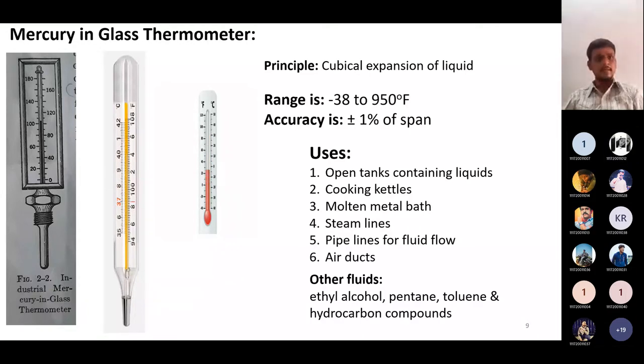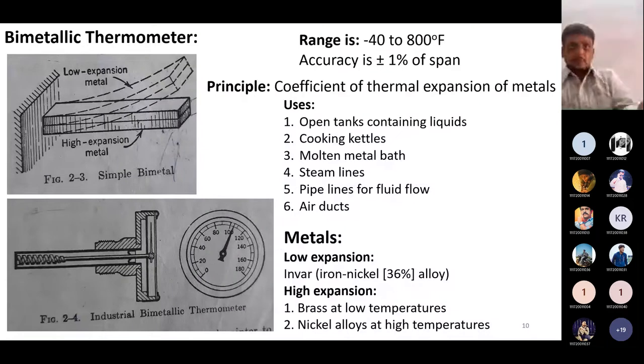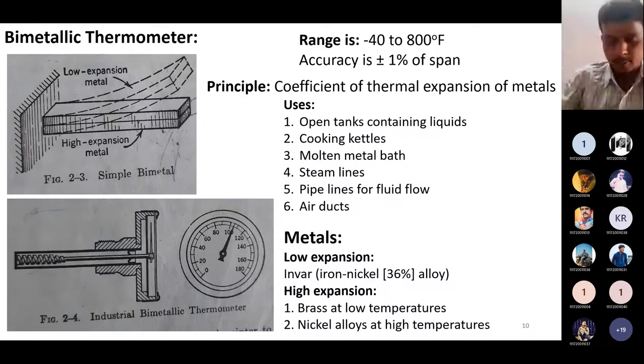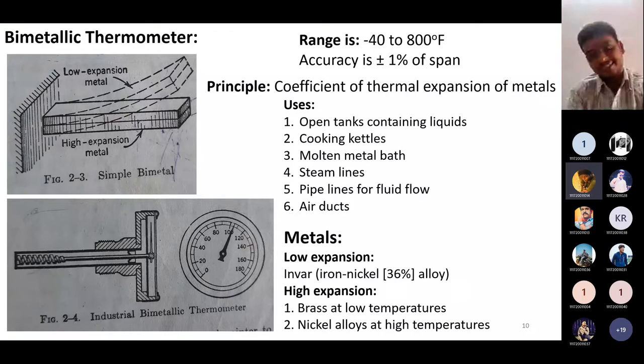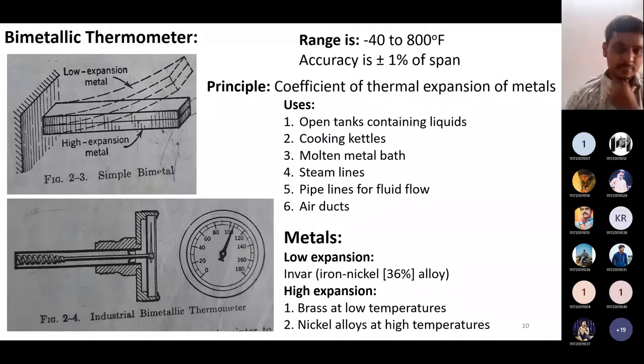Then next is a bimetallic thermometer. Shall I proceed or you want some break? We need some breaks, sir. Continuous 2 hours, yeah, I do understand that. For me also it's very difficult. I have four classes in a stretch, 1, 2, 3, 4 hours. Yes, sir. 5-10 minutes okay. Take a break. When you are ready, please let me know. Okay. Yes, sir.